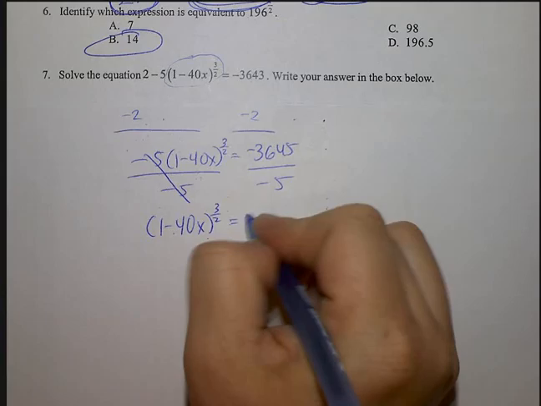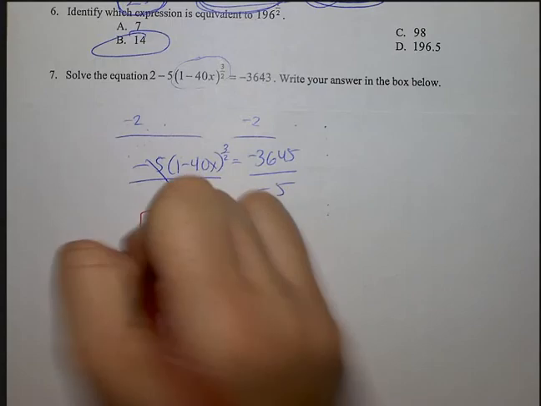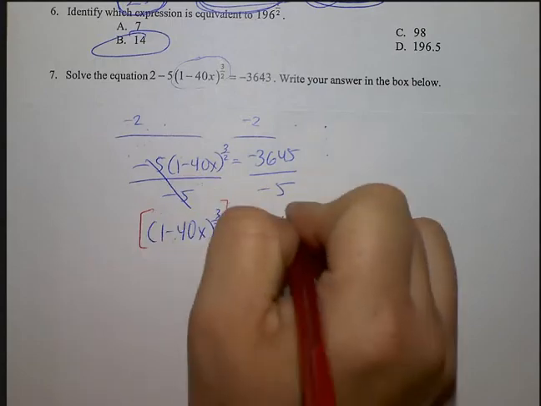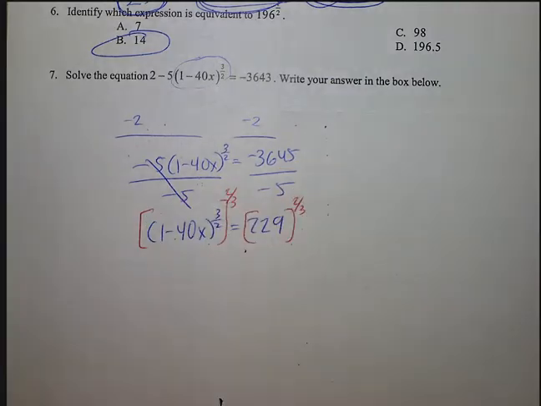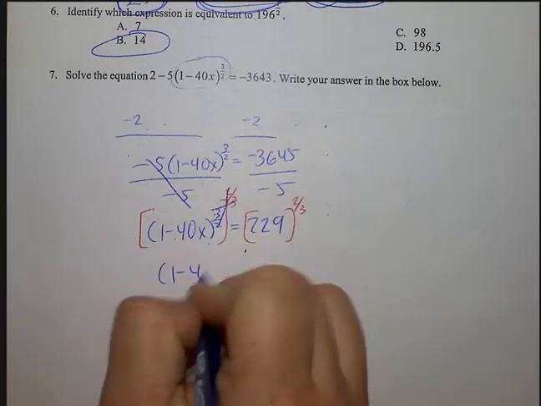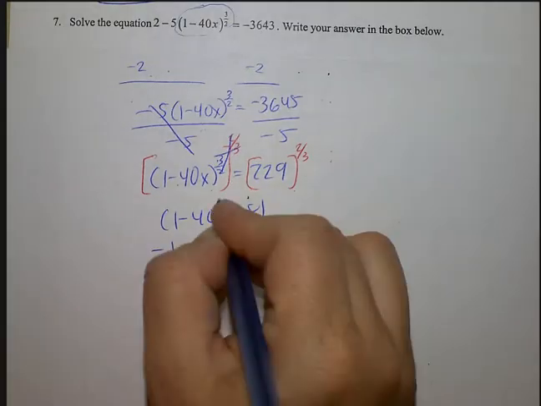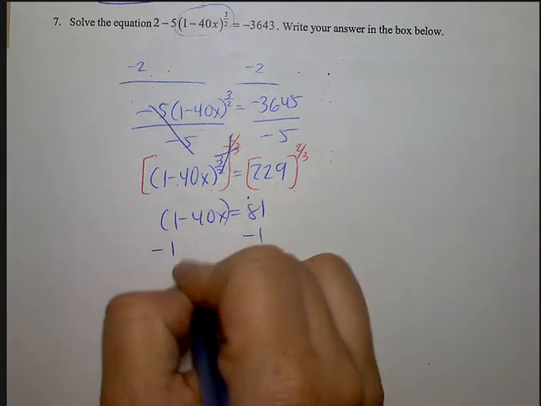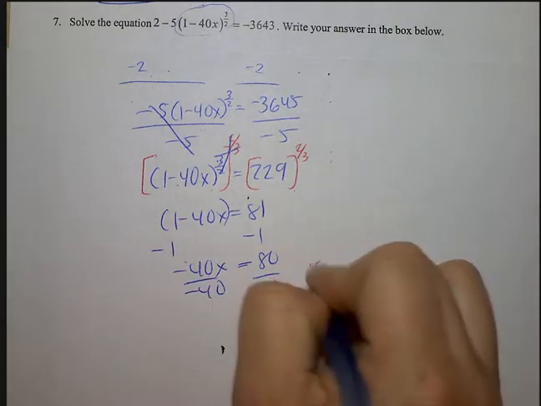729. How do I get rid of the 3/2 that's an exponent? How do I cancel it out? Raise it to the reciprocal. Remember when we say it cancels out, really what does it turn into? It turns into 1. Please take 729 to the 2/3. Okay, I'm going to subtract 1 from both sides. I have 80 equals -40x, divided by -40, and my answer is x equals -2.